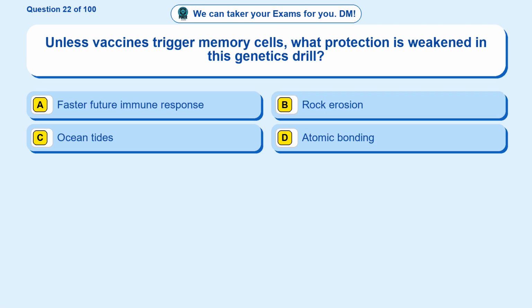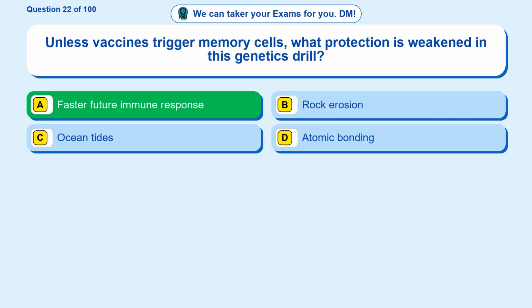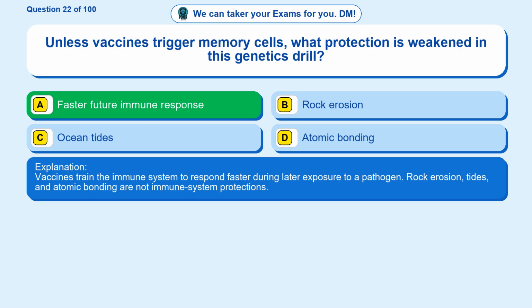Question 22. Unless vaccines trigger memory cells, what protection is weakened in this genetics drill? Option A. Faster future immune response. Option B. Rock erosion. Option C. Ocean tides. Option D, atomic bonding. The correct answer is option A. Faster future immune response. Vaccines train the immune system to respond faster during later exposure to a pathogen. Rock erosion, tides, and atomic bonding are not immune system protections.